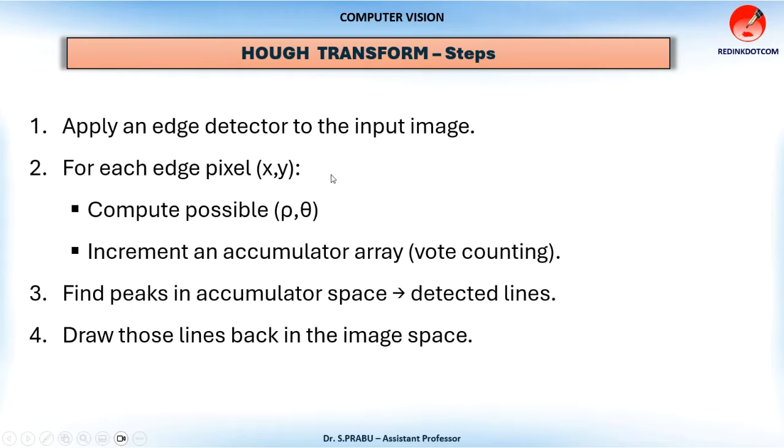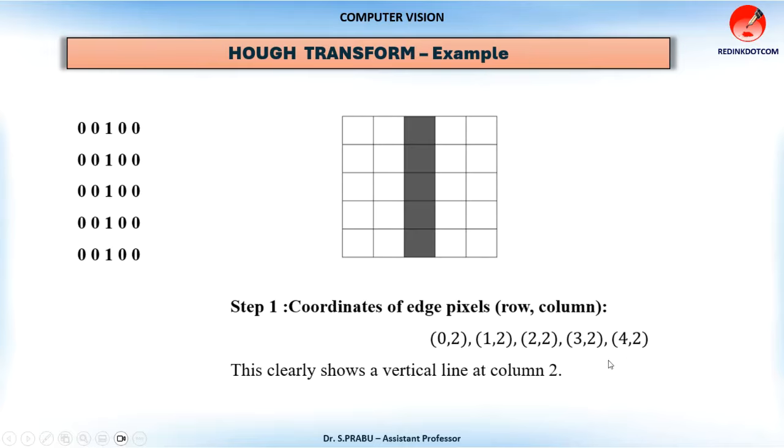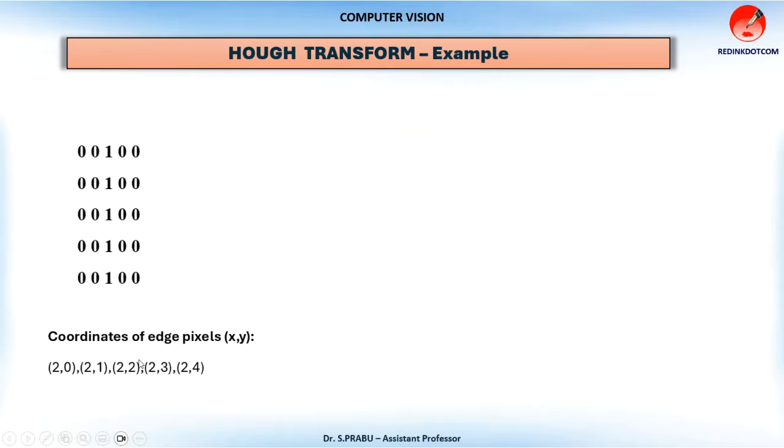These are all the steps for Hough transform. Let's see one example. Consider this binary image. These are all the edges identified by the edge detectors. So those coordinate values can be illustrated here. But for Hough transform calculations, this row by column value can be changed into XY coordinate value. So I rewrite these edge pixels by means of XY coordinate values. This point is represented as (2, 0). These are all the edge pixels identified by the edge detectors.